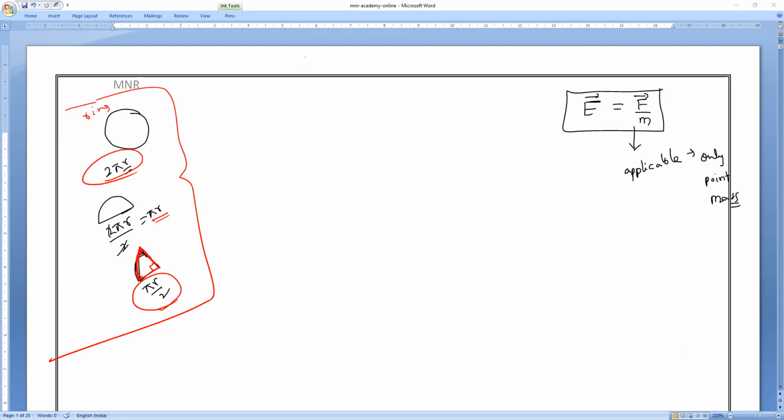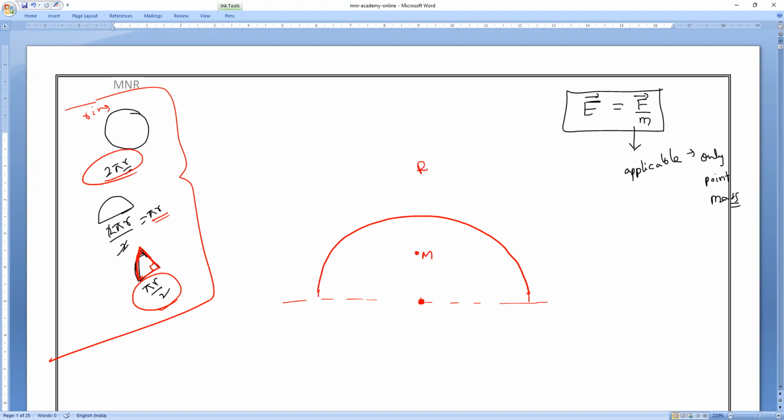So now, let us start with the things. So how it will be, you can notice it. The question is, I have considered a semicircular ring, having a center of mass at this point. So now we have to calculate the gravitational field about this point. That is our task. So let me take the mass of this semicircular ring as capital M.